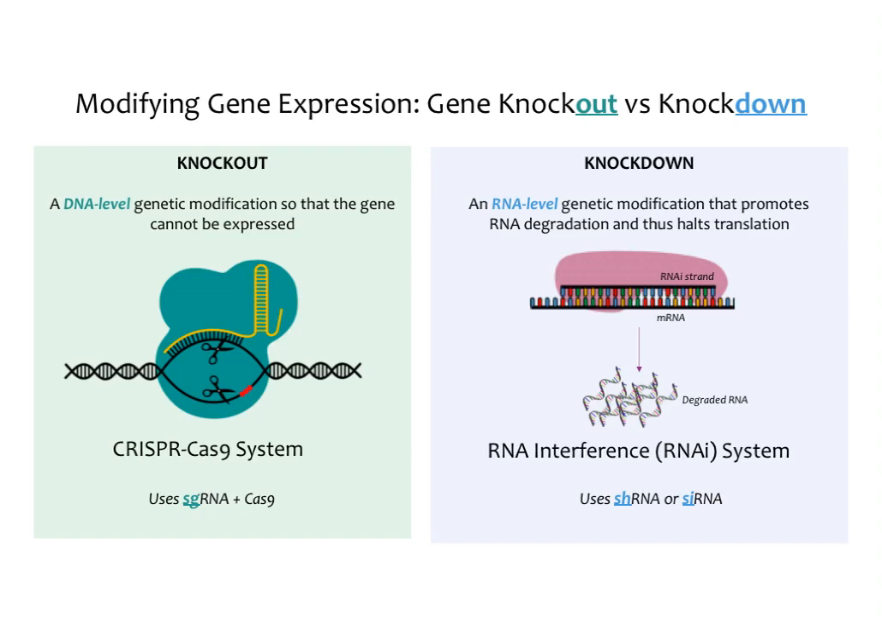I want to take a quick second to talk about modifying gene expression in general. I just told you that CRISPR is a highly efficient way to do gene knockout, so I want to draw the distinction between knockouts and knockdowns. A gene knockout is a DNA-level modification. You're acting on your actual DNA, which is the main code for everything that happens in the cell, and you're modifying it so that the gene cannot be expressed, or alternatively making a permanent alteration to the gene. Here we're talking about a knockout, which is why I said cannot be expressed. Like we talked about, CRISPR-Cas9 is the prototype system for that, and it uses a guide RNA, otherwise known as an sgRNA, and a Cas9.